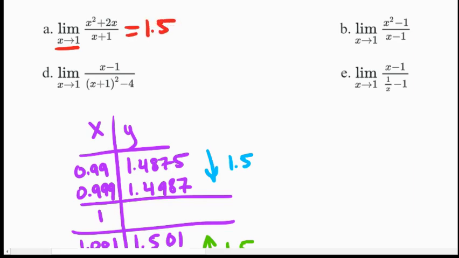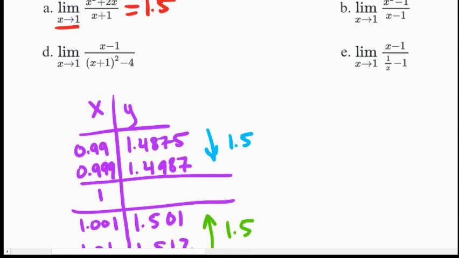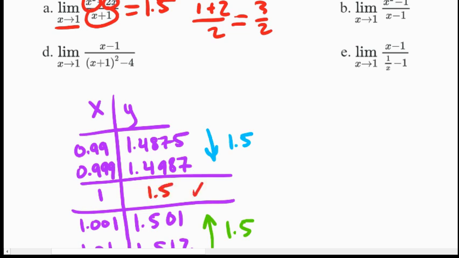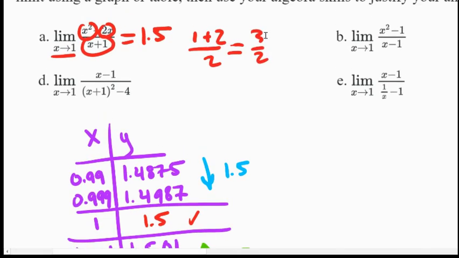I want to show you here that it's nice and easy sometimes where if we actually just plug in the value, if we plug in 1 into the equation here, 1 squared plus 2, over 2, 1 plus 2 is 3, and 3 over 2 is 1.5. So I get my limit just by plugging in the X value. Algebraically, I just want to plug in that X value, and that'll tell us what the limit is. Unfortunately, it doesn't always work.